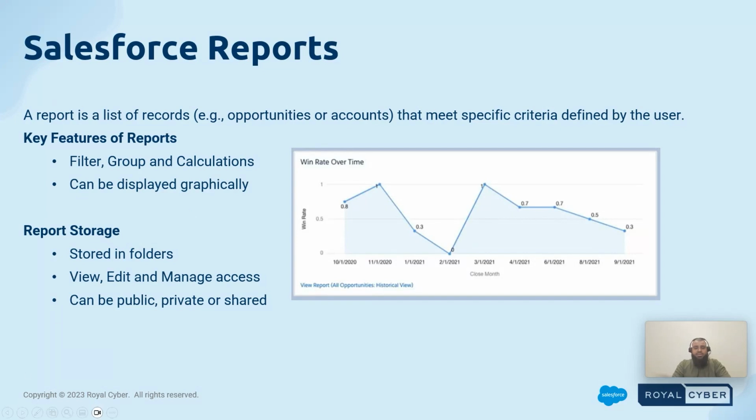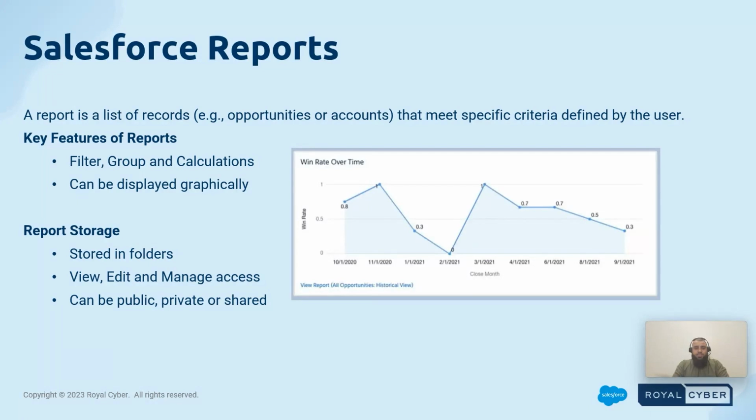Let's take an example. Maria created a report to identify top selling products by filtering for closed opportunities, grouping by product family, summing the quantities sold, and displaying the results in a bar chart.